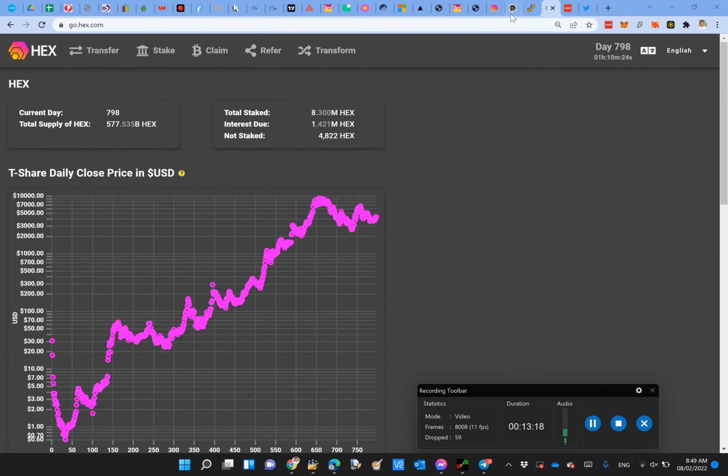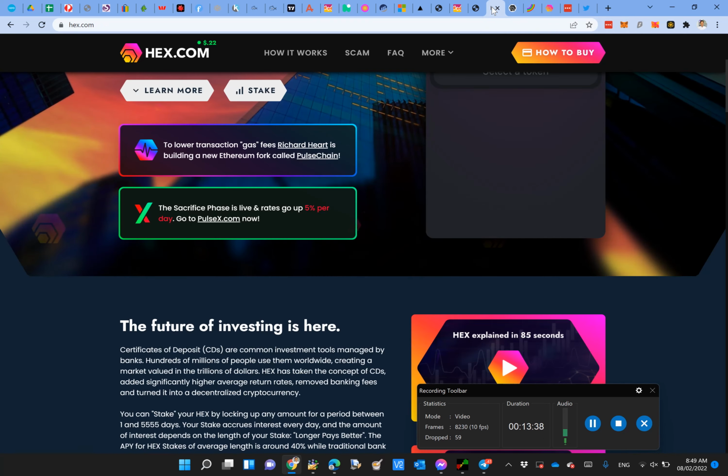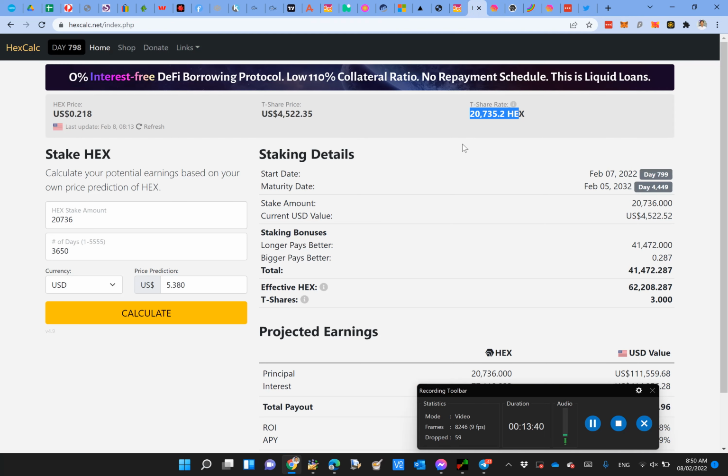So as I mentioned before, what affects this is a combination of the T-share rate as well as the hex price. If the hex price goes down, this can go down, but the T-share rate, which is how many hex it takes for you to buy one T-share, is always going up.